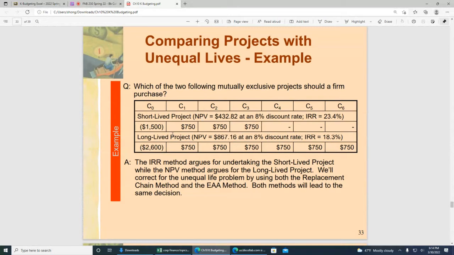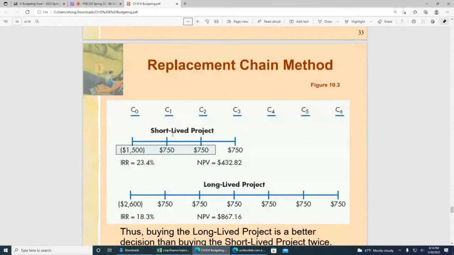Let's take a look. So, the short-lived project: if we replicate this project for another 3 years, think about it, at this point there should be a 1,500 cash outflow at the end of year 3, which is the beginning of the fourth year. You'll see that in a short while.